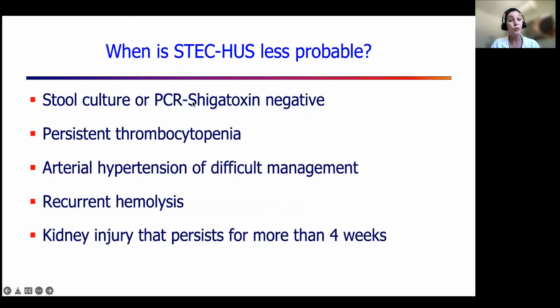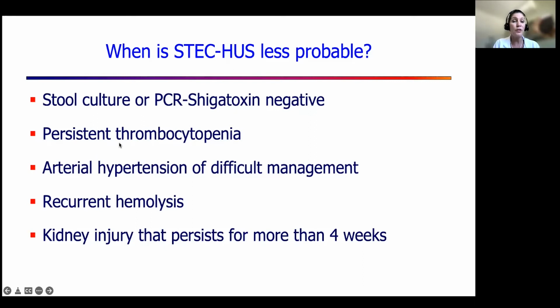When the stool culture or PCR for Shiga toxin is negative, especially if you collect this in that window of the diarrhea that I showed you. One of the causes of negative PCR may be that it took too long for you to collect, more than 10, 12 days after the diarrhea started. The other cause of low positivity of Shiga toxin is also the use of antibiotics.